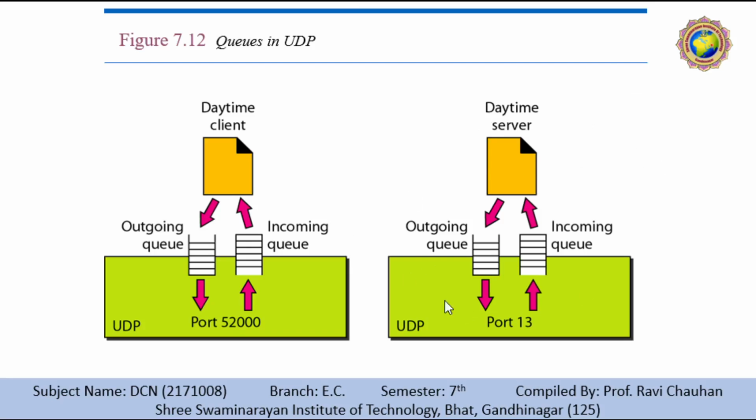At the server side, the mechanism of creating queues is different. In its simplest form, a server asks for incoming and outgoing queues using its well-known port. When it starts running, the queues remain open as long as the server is running. When a message arrives for a server, UDP checks to see if an incoming queue has been created for the port number specified in the destination port number field of the user datagram.